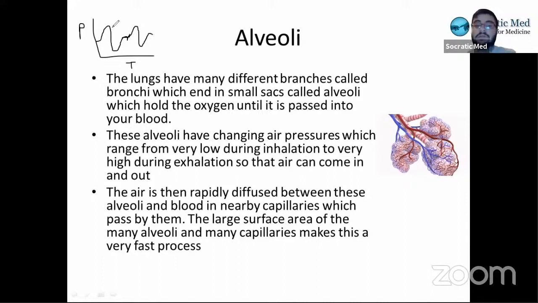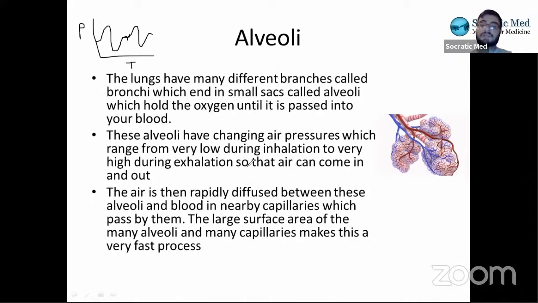The air is then rapidly diffused between these alveoli and the blood in nearby capillaries which pass by them. So, like I mentioned, the alveoli are very, very small, like circular sacs, and there's a lot of them. And the capillaries are also very, very thin, and there's a lot of capillaries reaching around. Because when you have something that's very small and a lot of it, that actually creates a lot more surface area than if you just had one big tube, right? Having many small tubes is much more surface area than having one big tube.